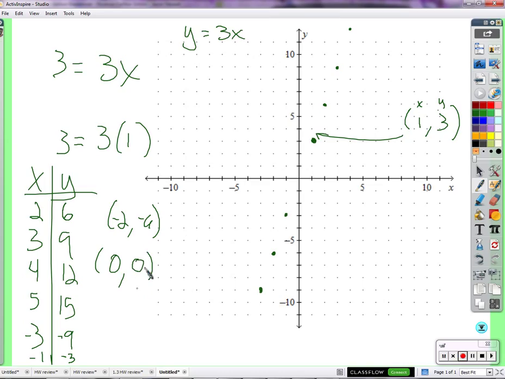X is 0 and 1.5. So 0 is 0. 3 times 0 is 0. That'd be 0.5 and 1.5. Oh, my God. We're not doing points. Are we doing decimals? We can, can't we? Yeah. So x is? X equals 0.5. And y equals 1.5. Okay. 0.5, 1.5. Yeah.